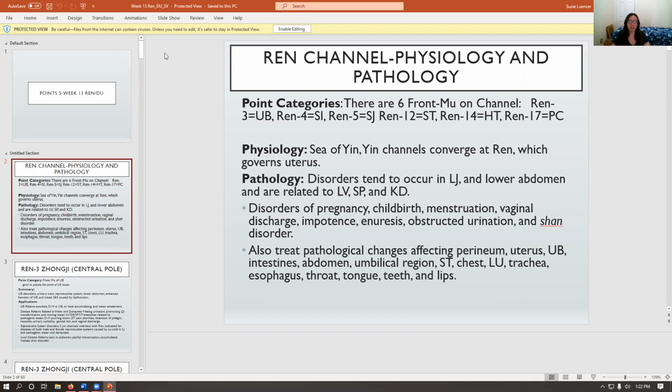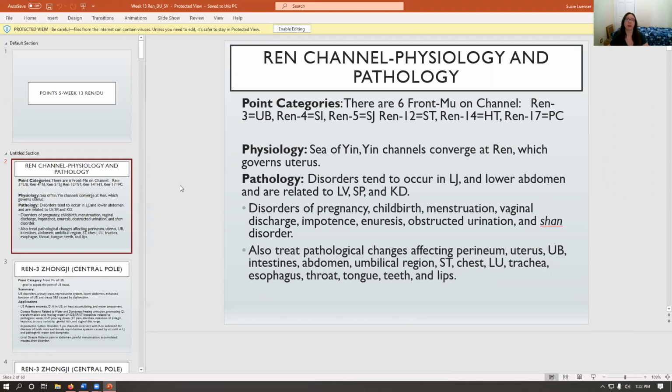So Ren channel physiology and pathology. We know that we have 6 front mu points on the Ren channel, so a lot of heavy hitters there. We know that our Ren is our sea of yin. The yin channels converge at the Ren, which governs the uterus. As far as pathologies go, we're usually looking at lower jiao stuff, lower abdomen, related to spleen, liver, and kidney, our 3 yin organs. Very often we're using the Ren channel to treat disorders having to do with gynecology, as well as things like impotence, also urinary issues and shan disorder.